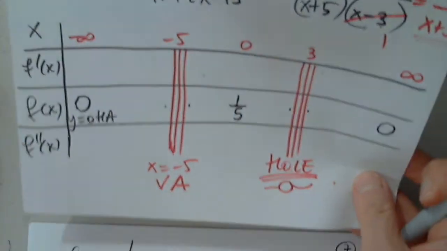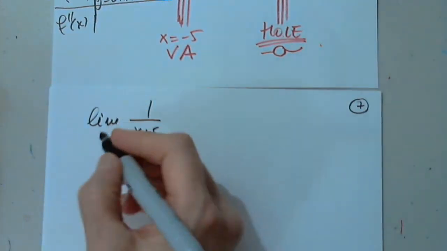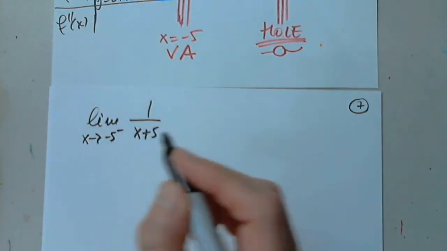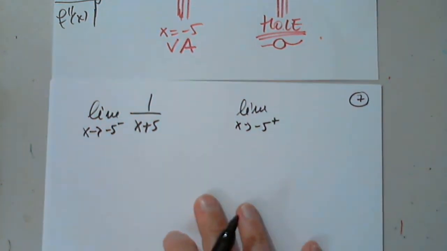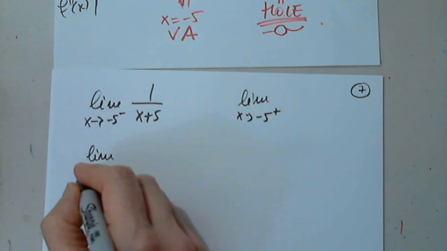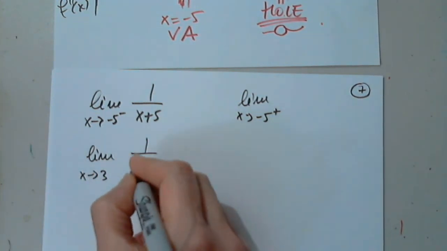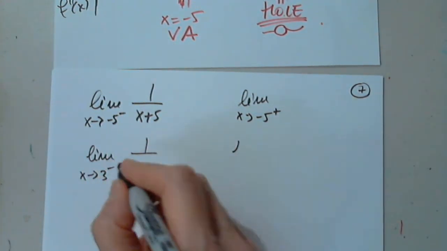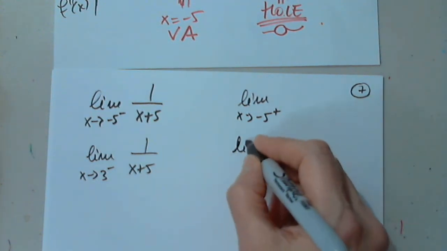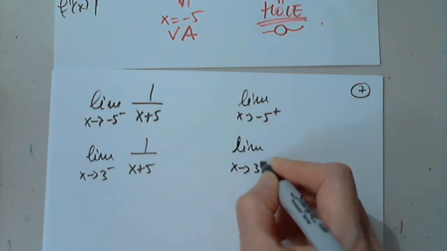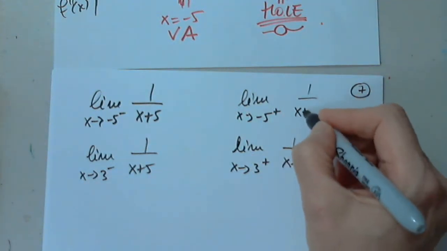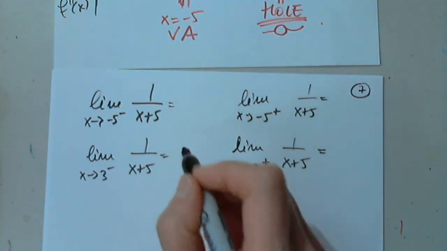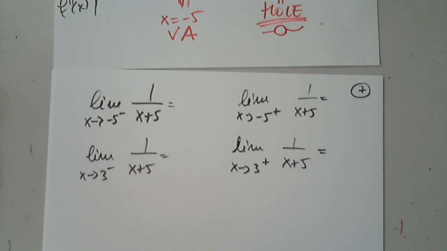Okay, so the limit as x approaches -5 from the left, and the limit as x approaches -5 from the right, and then the limit as x approaches 3 of 1 over x plus 5. Left and right will be the same, but never mind, let's write it. Okay, let's start with the easy one.